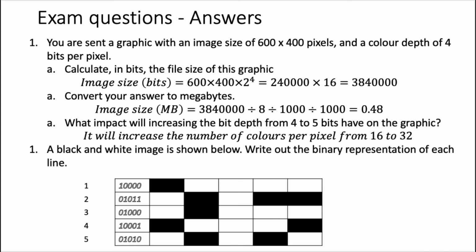Here are the answers. So notice the use of the very simple equation, the height times the width in pixels, multiplied by 2 to the power of whatever the colour depth is, so 4 bits per pixel here. We've got a conversion to megabytes here, so dividing by 8 to get from bits to bytes, and then dividing by 1,000 twice. And then you've got this question about what impact increasing the bit depth from 4 to 5 bits will have on the graphic. Well, it increases the number of colours from 16 to 32.